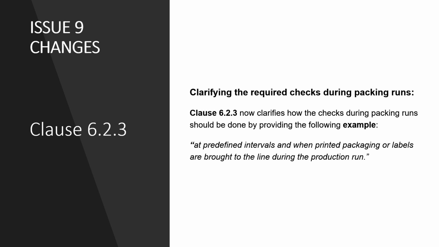So that example provides guidance on how the site can do that, and it doesn't prescribe at what intervals. It just says that at predefined intervals and when printed packaging or labels are brought to the line during the production run. So I suppose they have given that clarity due to the confusion of what a packing run is.